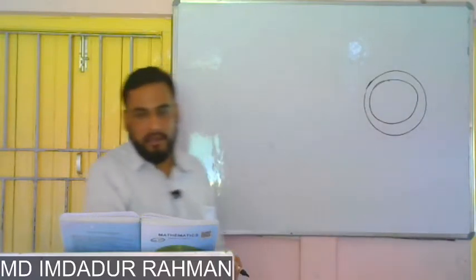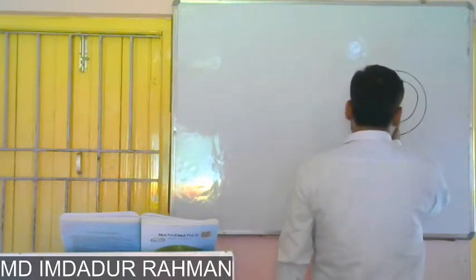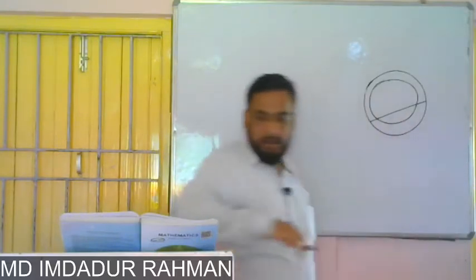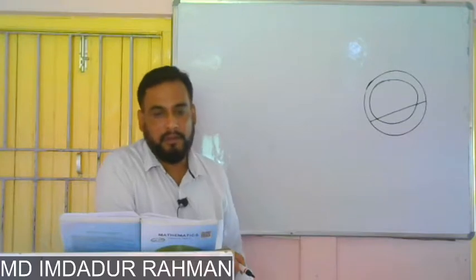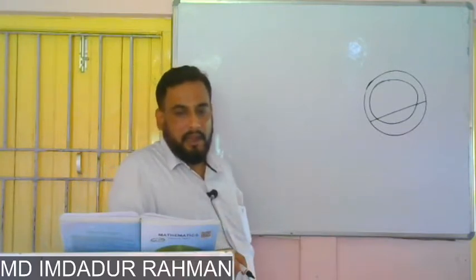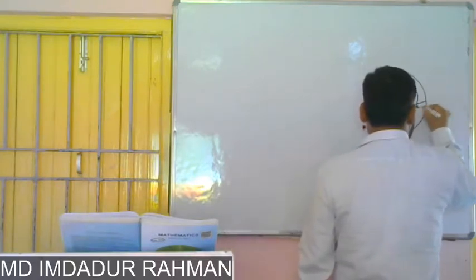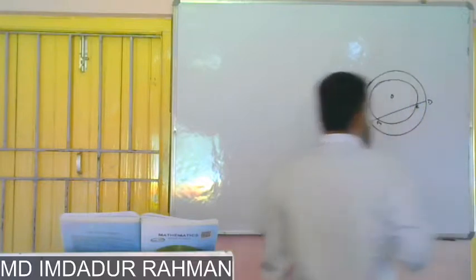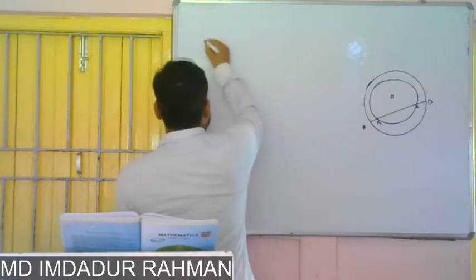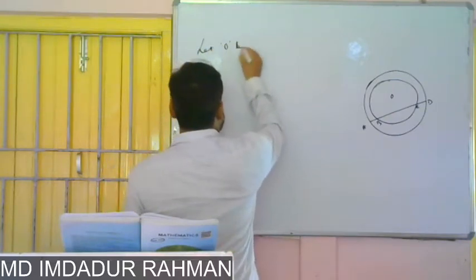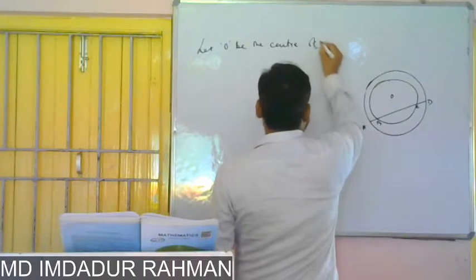Suppose this is one pair of concentric circles, and what is your question? A line intersects two concentric circles at A, B, C and D. And O is the center of the two concentric circles. Let O be the center of two concentric circles.